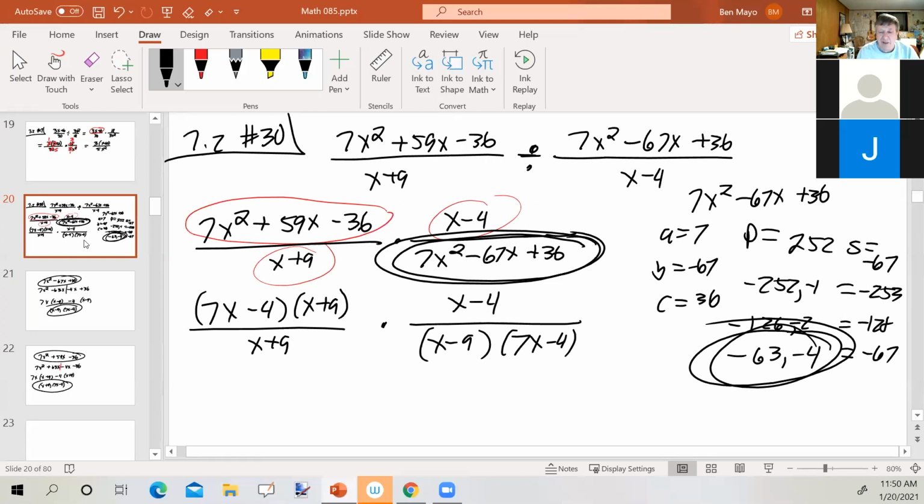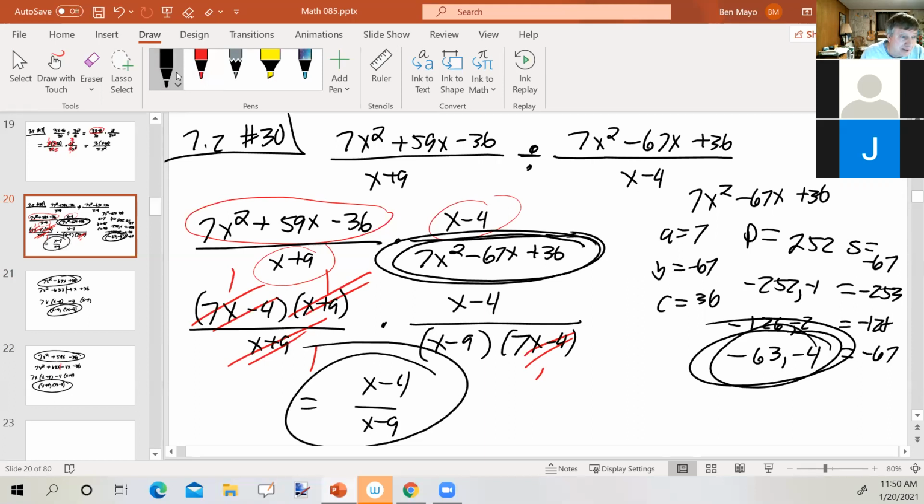All right. Boy, that's a long problem, huh? No wonder you wanted me to do it. So let's see. The x plus 9 is reduced to 1 over 1. The 7x minus 4 is reduced to 1 over 1. And we're left with x minus 4 over x minus 9. And there we have that one. Any questions?